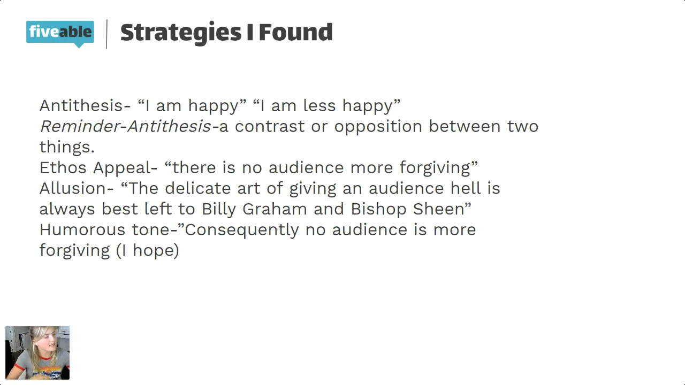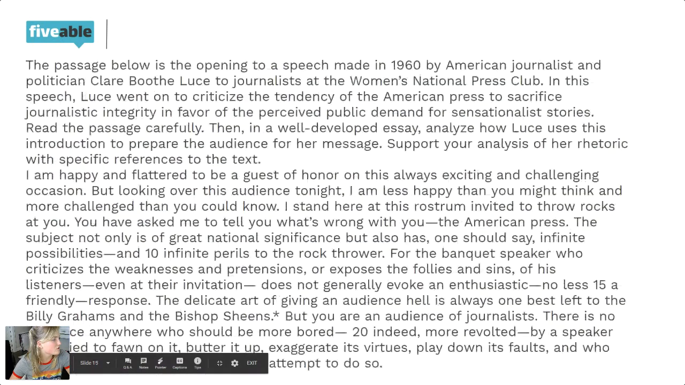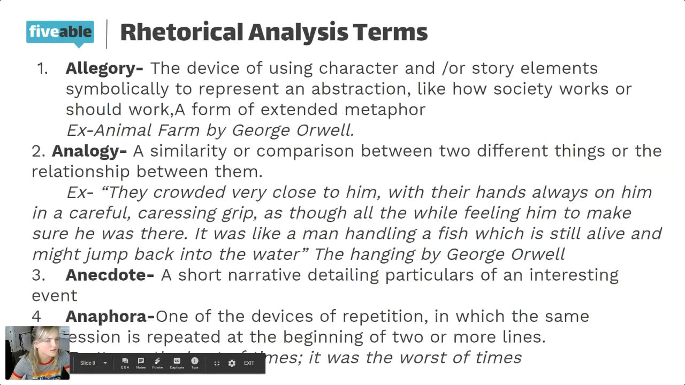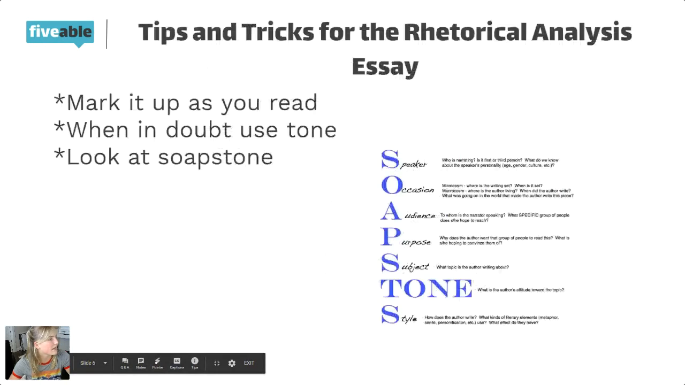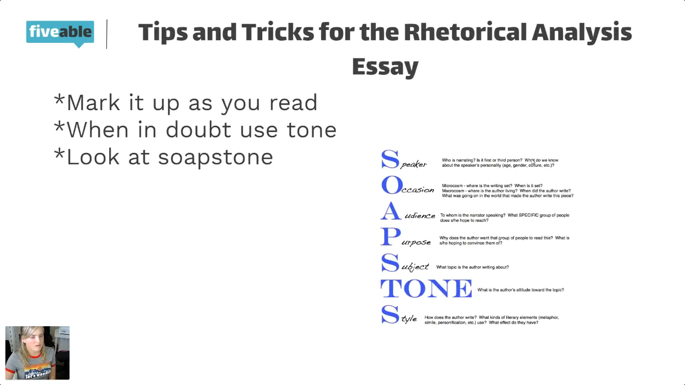In the intro, I would use SOAPSTone. Okay, so the speaker is Clare Boothe Luce, who is a renowned journalist. That took me a long time to think of that word. Occasion is a speech at a conference that she was asked to give. The audience is other journalists. The purpose is to tell them what they're doing wrong. The subject is the follies of the American press. The tone is kind of judgmental, humorous. You can choose what you want.